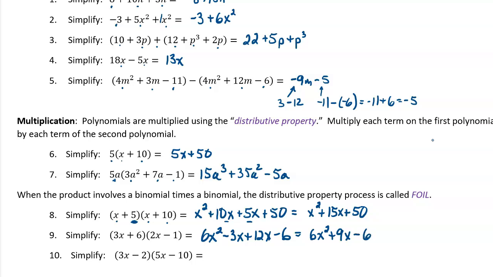And number 10, 3x times 5x is 15x squared. 3x times negative 10 is negative 30x. Negative 2 times 5x is negative 10x. And negative 2 times negative 10 is positive 20. Then combine like terms.